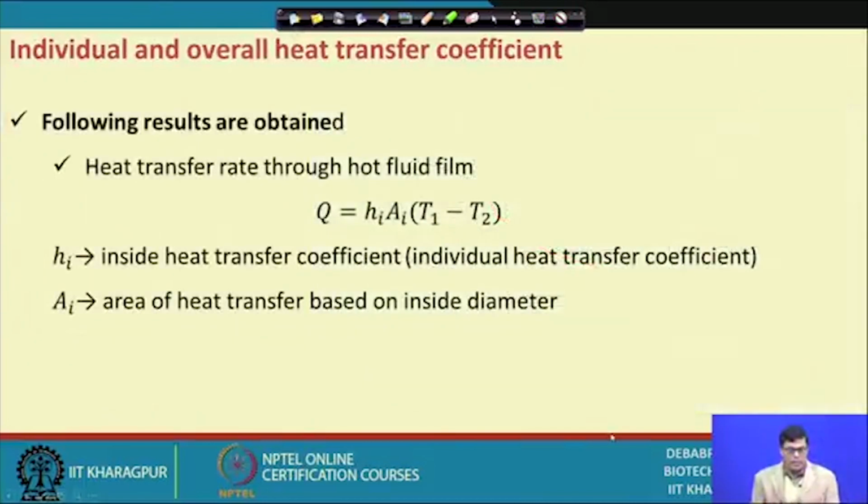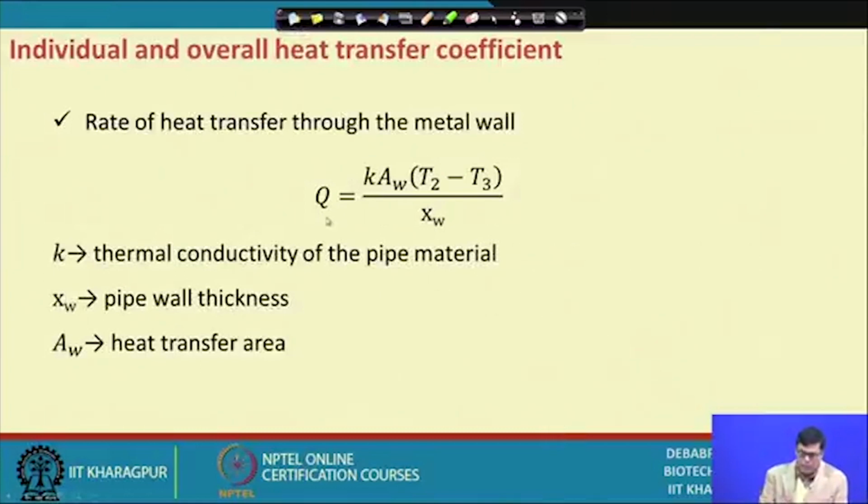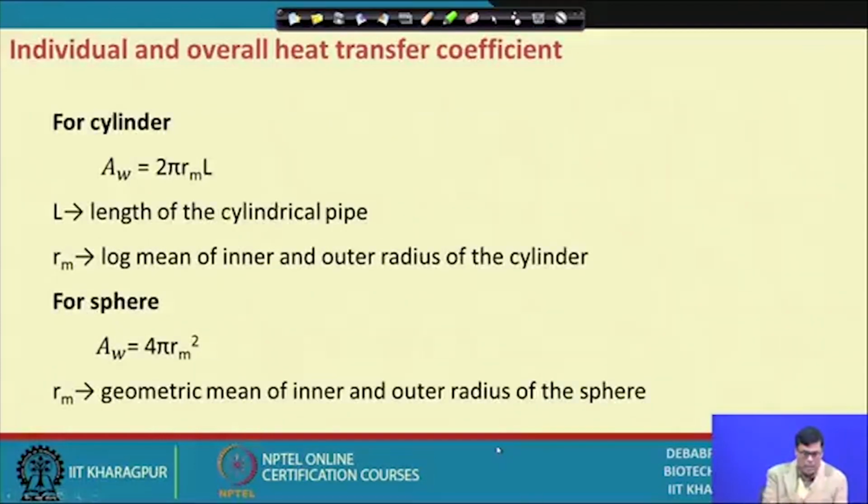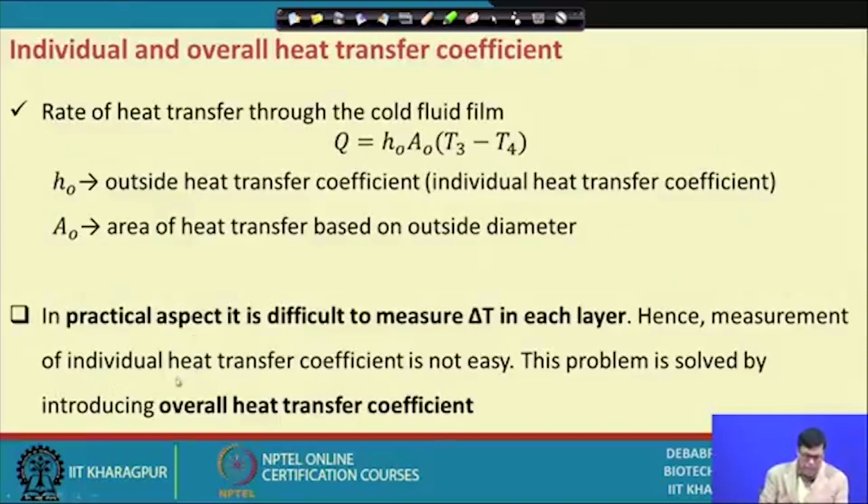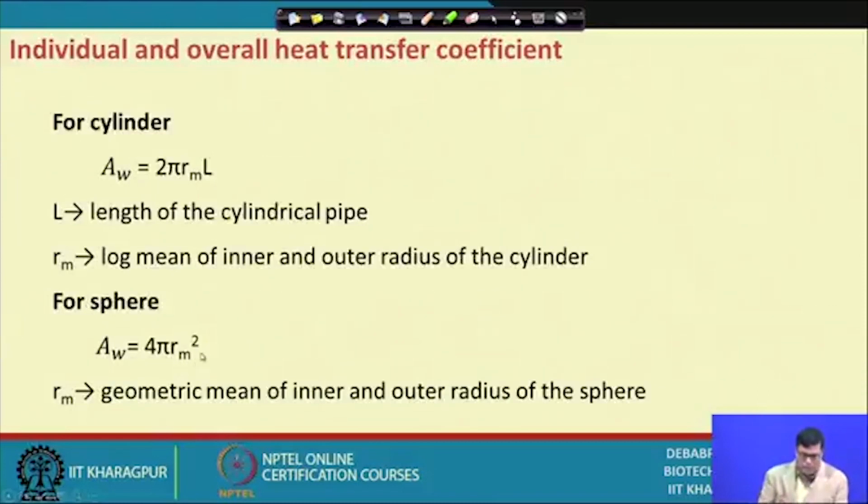Okay. So, here the heat transfer rate in the hot fluid can be expressed as Q equal to Hi Ai (T1 minus T2). Am I right? In the case of the wall, we can write Q equal to K Aw (T2 minus T3) by Xw, and Aw is the surface area. Am I right? So, 2 pi r into length is the surface area, so you can cover all the surface area of the circular tube. And for a sphere, the area is 4 pi r square.